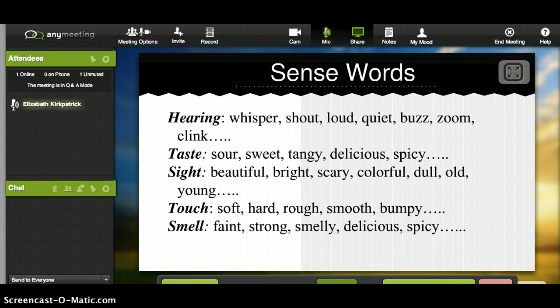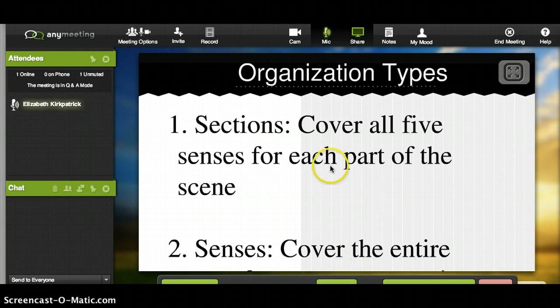Yeah, let's go back to organization again and talk about that. That's a good question. Remember, we have 5 senses for each part of the scene. So let's pick a scene. Who has some ideas? Good. Okay, let's talk about a party. So what are 3 things you can describe in the party?